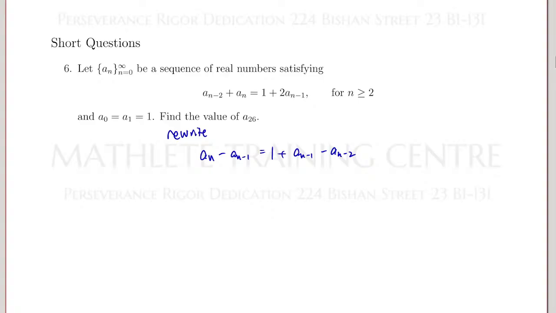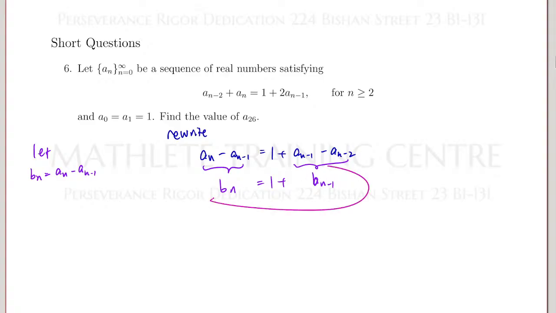There's something you can notice is that we can set each of these two things as some kind of difference, right? So if you let, for example, b_n be the difference between a_n and a_{n-1}, then you just get b_n is 1 plus b_{n-1}. And now this is a very easy to understand recurrence, right? What do you start off with? You start off with b_1 equals 0 because these two things differ by 0. So naturally, b_2 will be 1, b_3 will be 2, all the way.